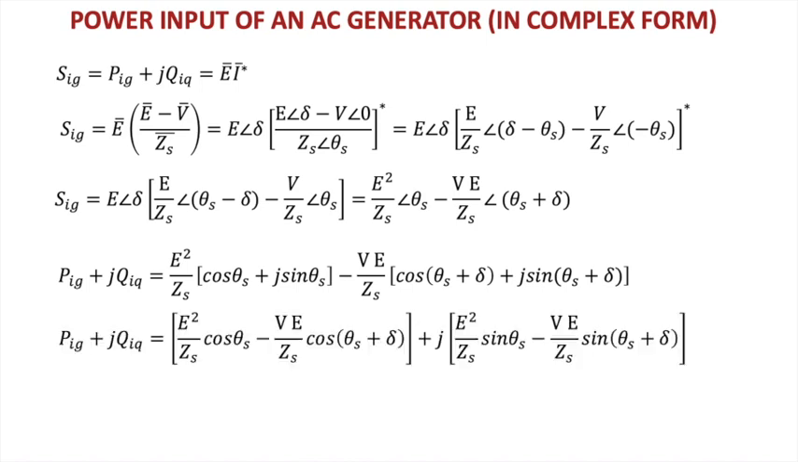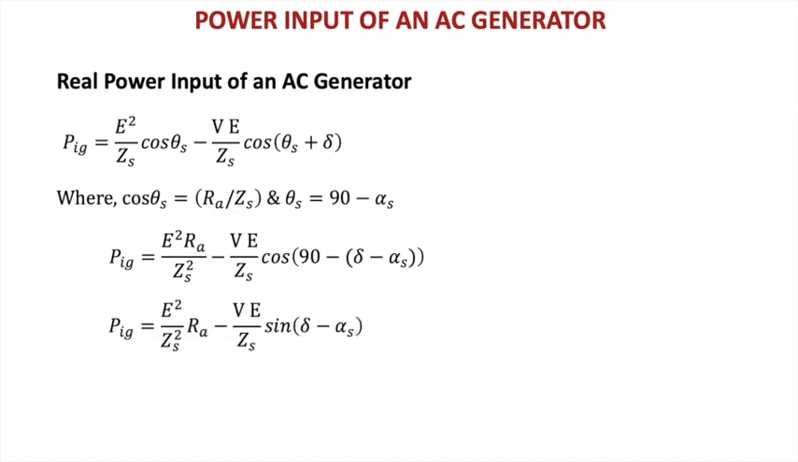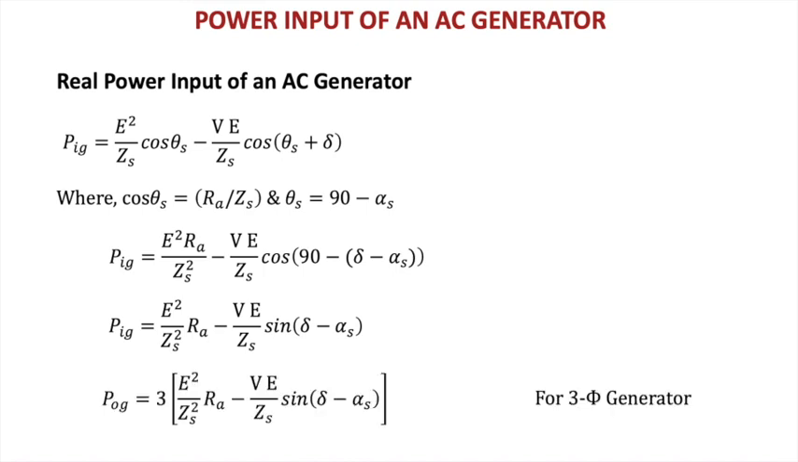The same has been applied, and now we will segregate the real part and the imaginary part and equate them with the real input power and the reactive input power. The real input power to the AC generator will again be the same thing. We have cos theta is equal to R by Z, and theta s is equal to 90 minus alpha s. Substitute it and you will get the input power as E squared by Zs squared times Ra minus VE by Zs sine(delta minus alpha s). Now this is the per phase quantity. So for the 3 phase, multiply the whole equation by 3.